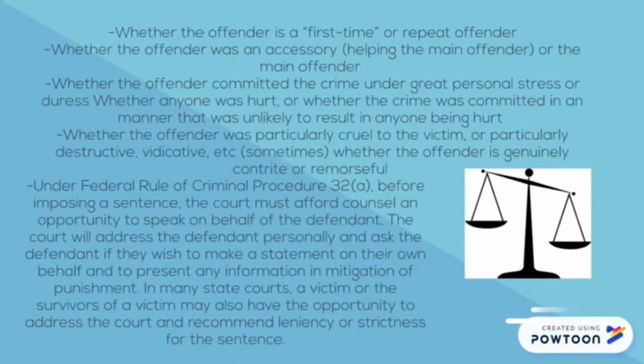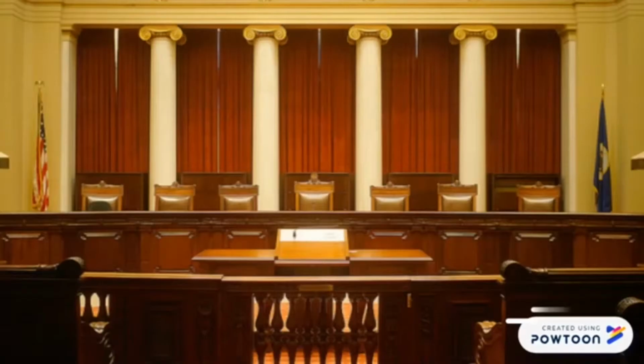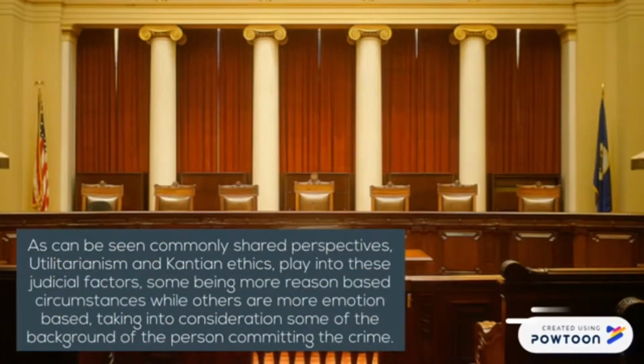On the other hand, utilitarian ethics may have influenced a judge to see the behaviors of the offender and things that weren't necessarily factual evidence presented to the court, and taking into consideration more of the background of the offender. As can be seen, commonly shared perspectives, utilitarianism and Kantian ethics play into these judicial factors, some being more reason-based circumstances, while others are more emotion-based, taking into consideration some of the background of the person committing the crime. This can be further analyzed in the case of Gypsy Rose Blanchard.